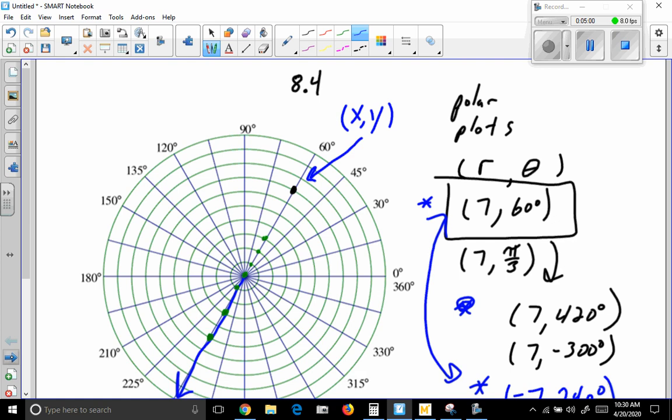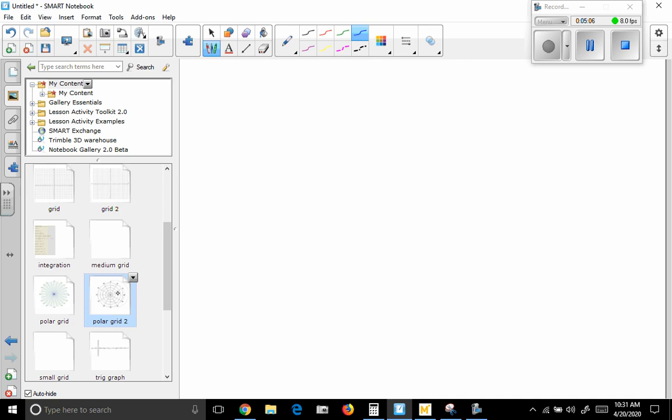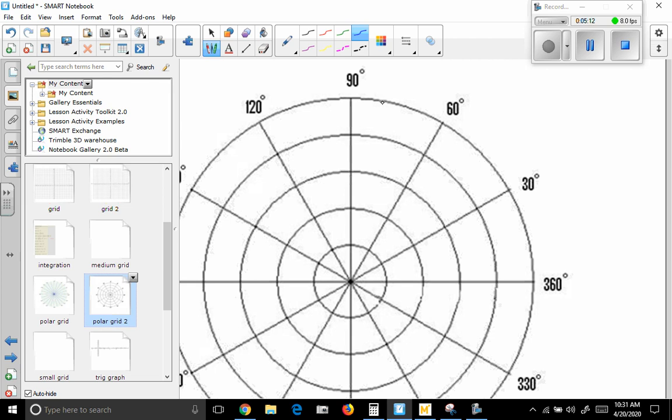So let's proceed and work several homework problems. So let's take a particular rectangular coordinate. Let's start doing that.